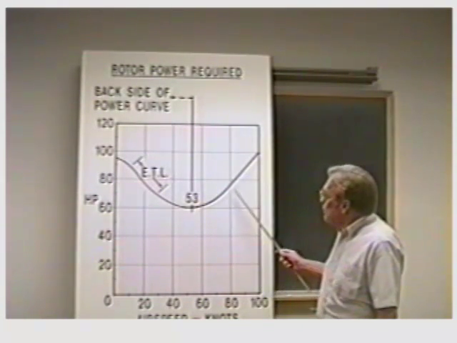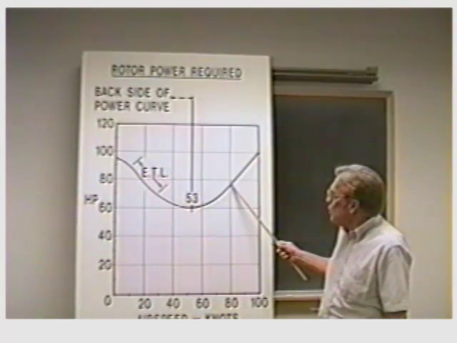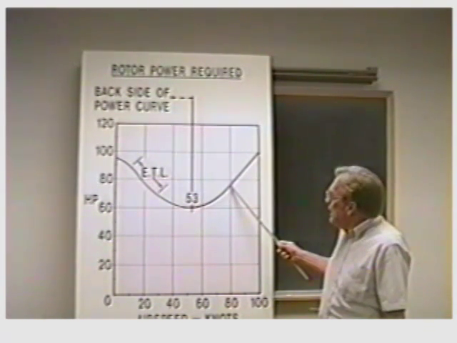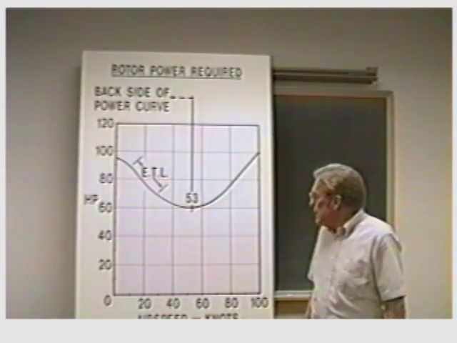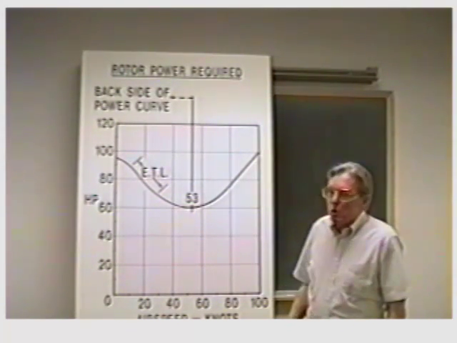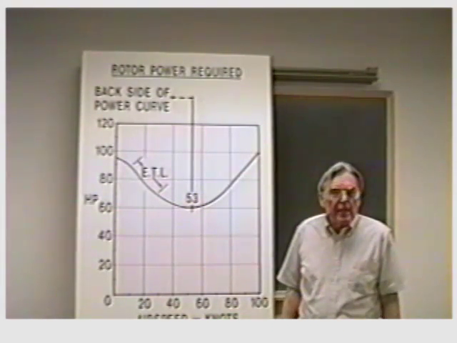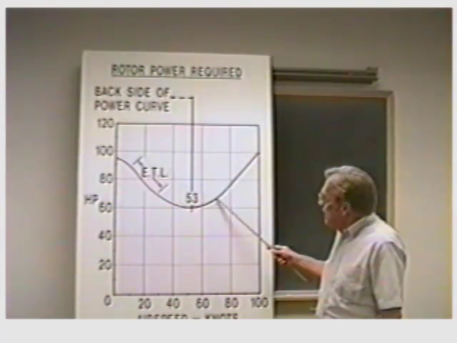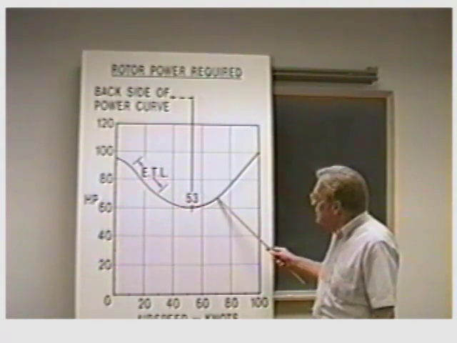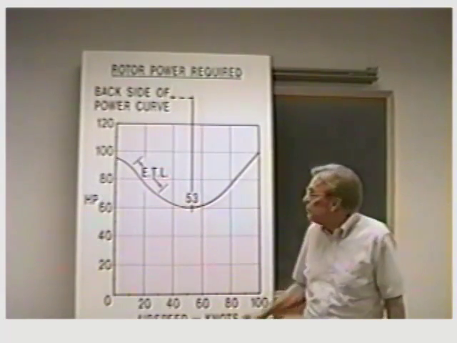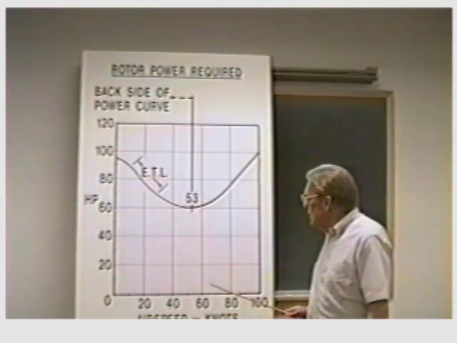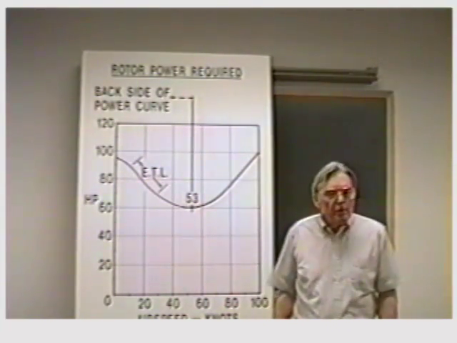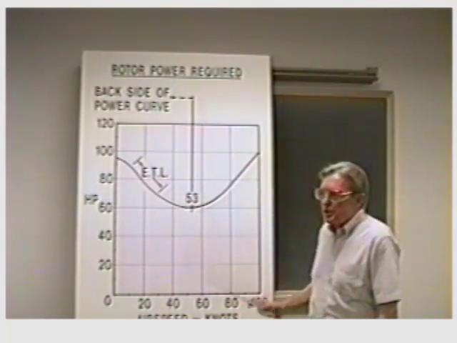For instance, if I'm trimmed out at 80 knots, and it takes 77 horsepower to maintain 80 knots, if a gust or turbulence were to momentarily speed me up to 90 knots, it would take 87 horsepower to maintain 90 knots, but I only have 77 horsepower pulled in. So the helicopter is going to slow back down. Conversely, if the turbulence were to momentarily slow me down to 70 knots, where it takes only 67 horsepower, but I've got 77 horsepower pulled in, since I have more power pulled in than I need for 70 knots, it's going to tend to speed back up. In other words, it's going to tend to come back to its original trim condition.